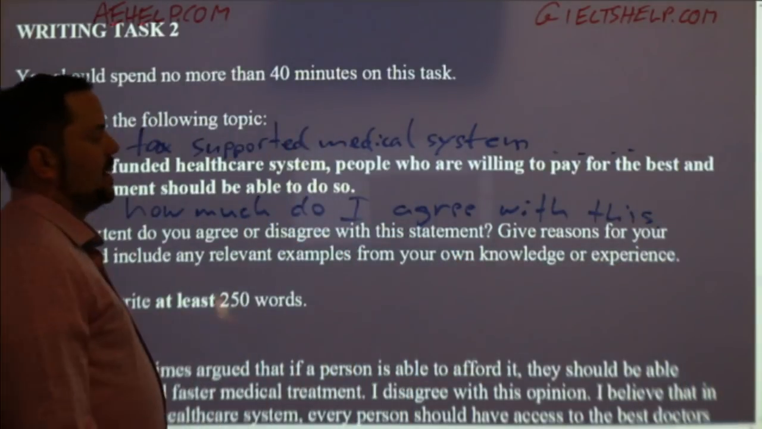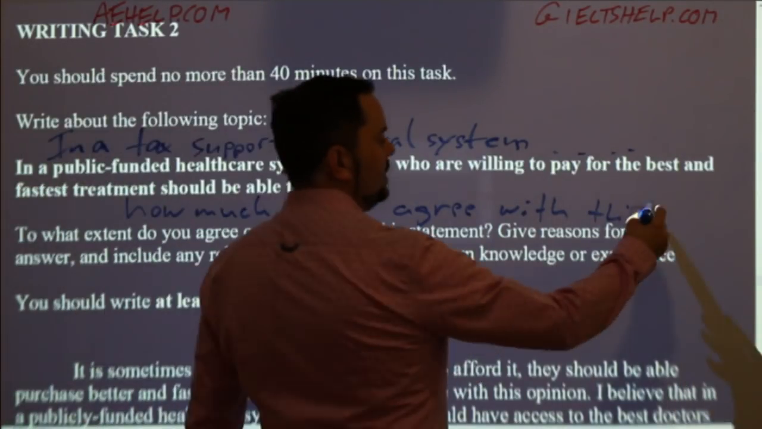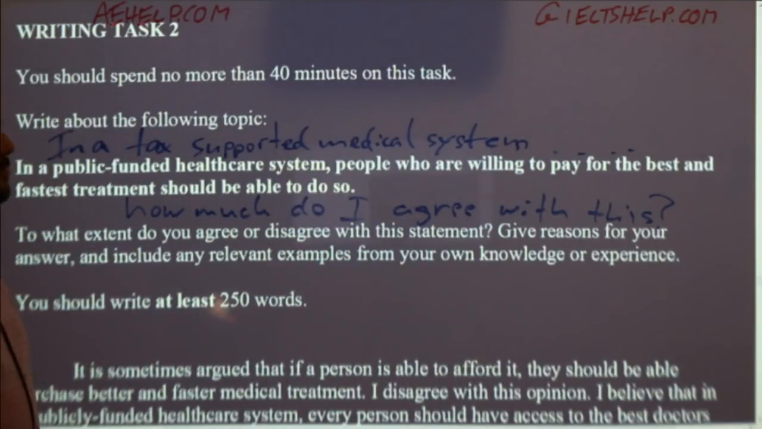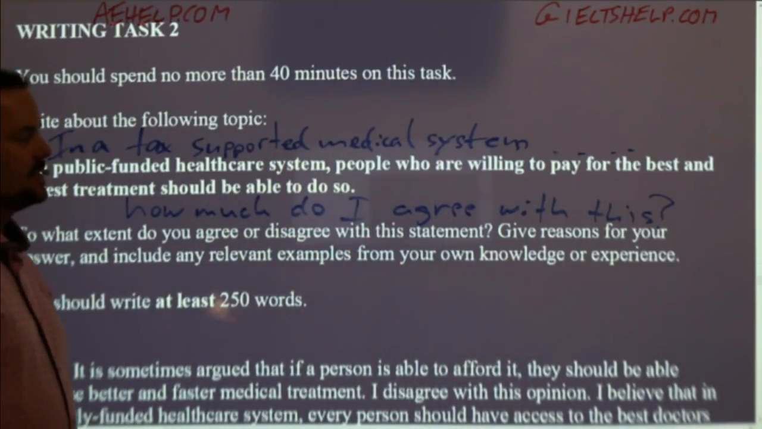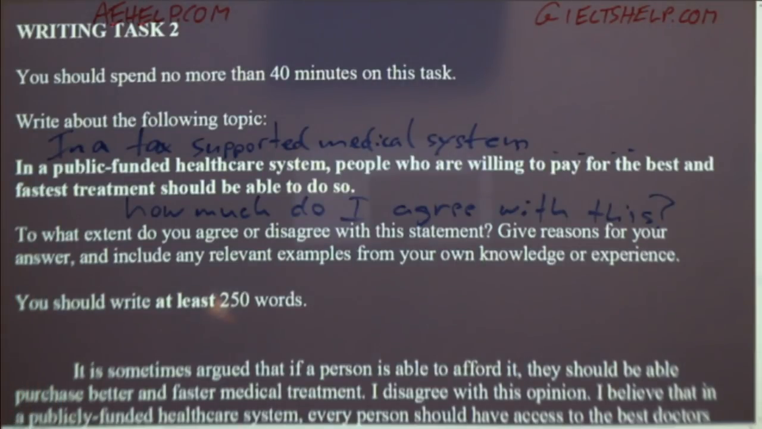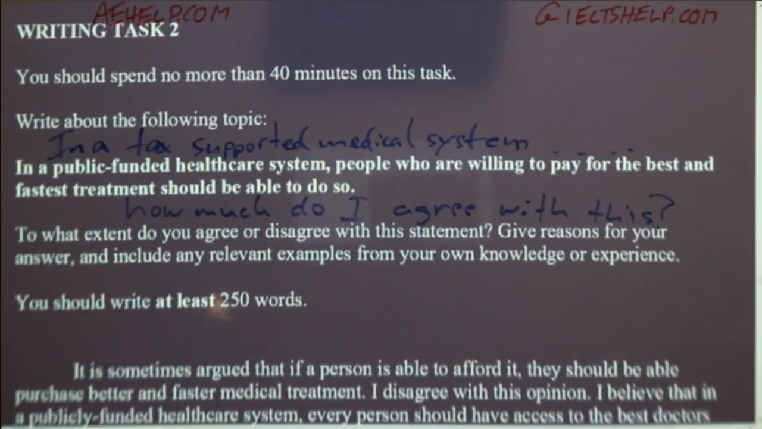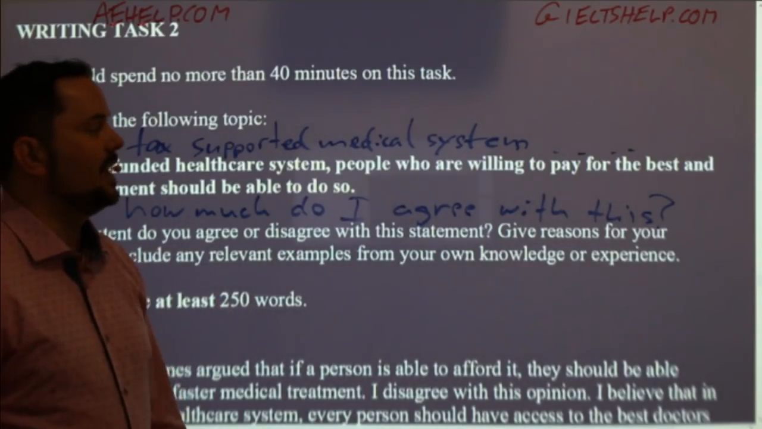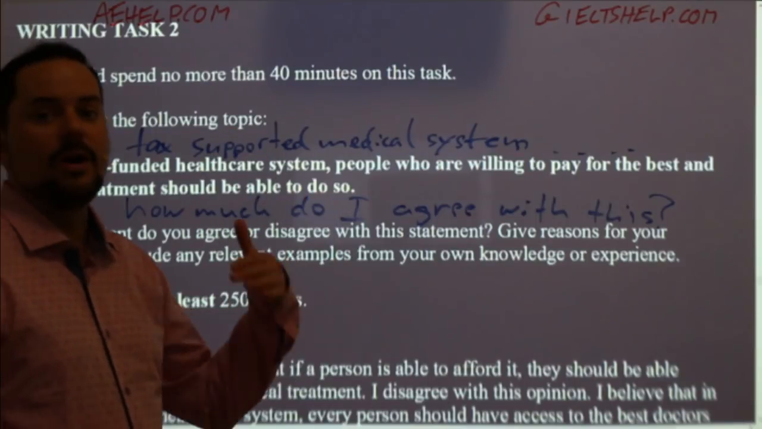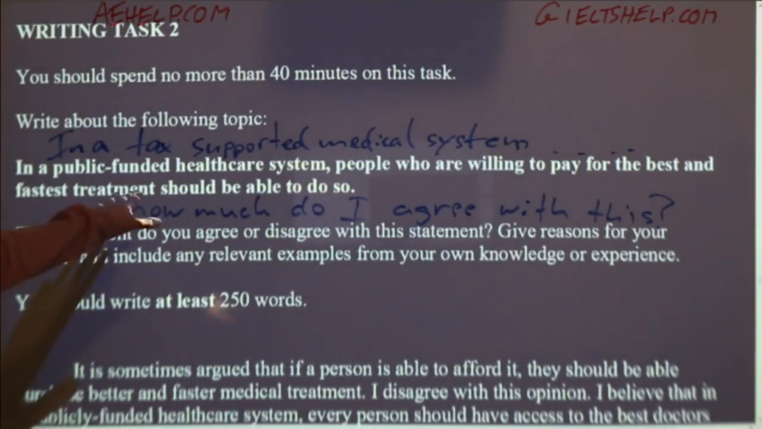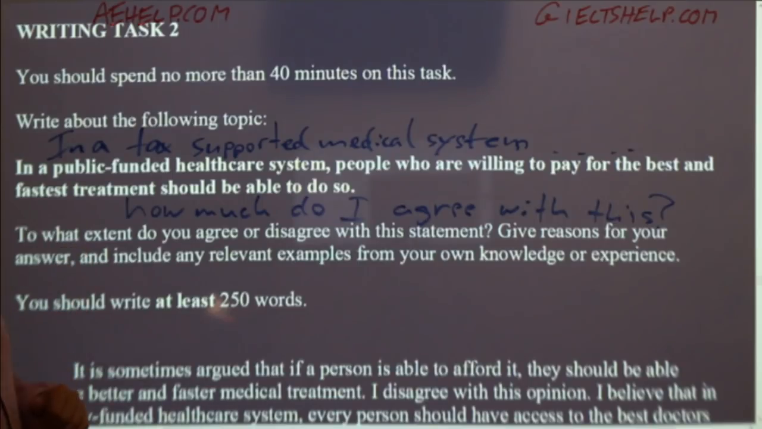Okay, good. So now I have a clarity of the question, and now I can go on to my next step. My next step, of course, is identifying the topic. The topic is publicly funded healthcare system, and the controlling idea is people should be able to pay for better treatment. Should they be able to do it? Okay, here my clear answer is no when I go through all of my what, why, how. So what is a publicly funded healthcare system? Why does it exist? To help all people, to give equal treatment to people. How does it work? Everybody pays taxes.